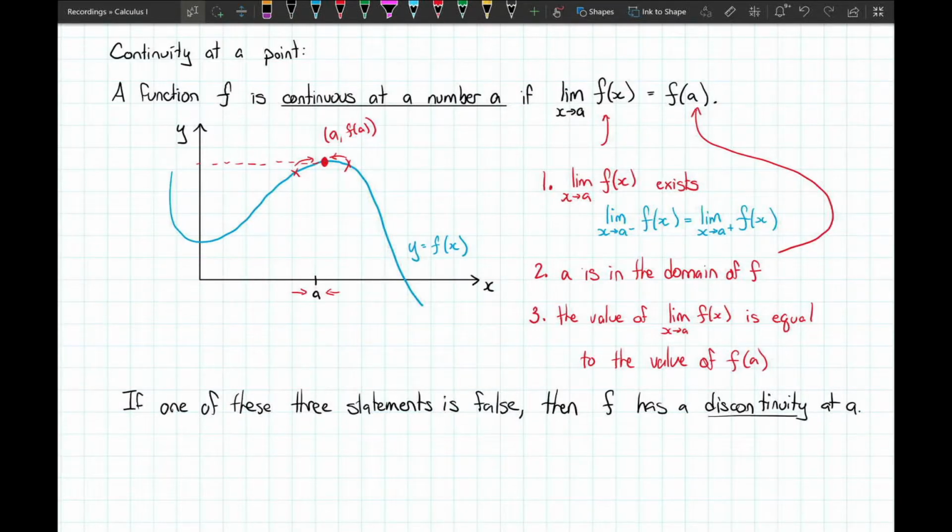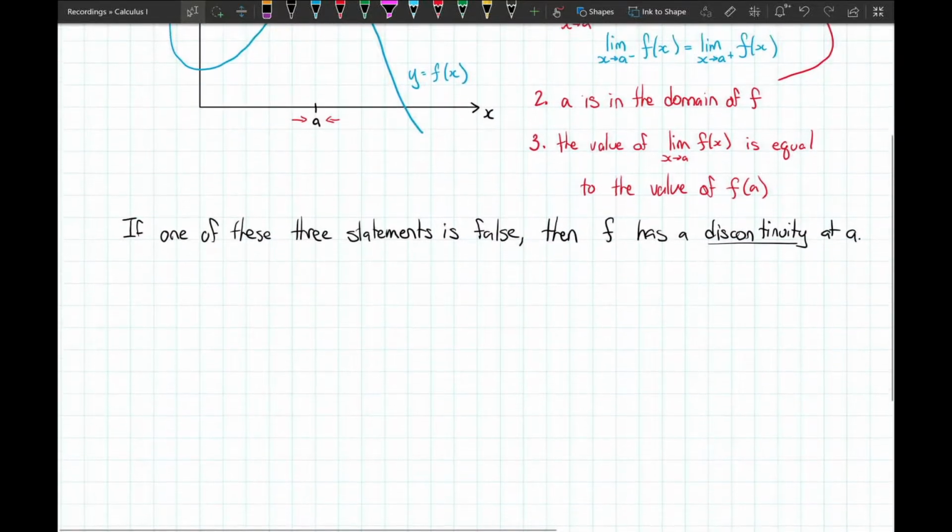Now let's stop and take a little look at the different ways that a function might have a discontinuity. We can actually categorize the types of discontinuities. And this is probably best to look at a graph.